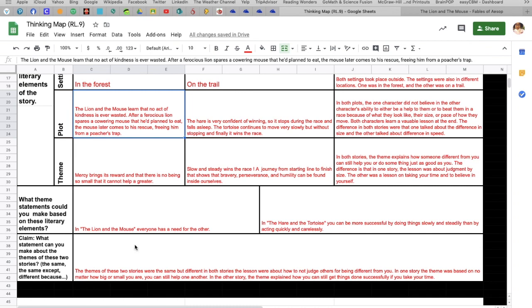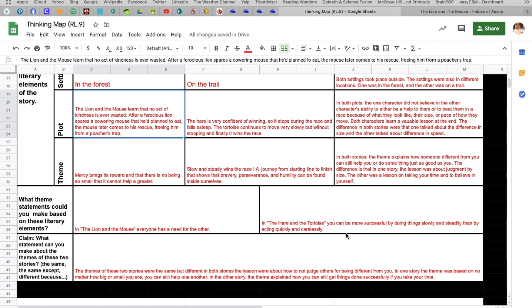So I have explained that the themes in these 2 stories were the same but different because they talked about how not to judge others for being different from you. In the one story, the theme was based on no matter how big or small you are, you can still help others. In the other story, the theme explained how you can still get things done successfully if you take your time.